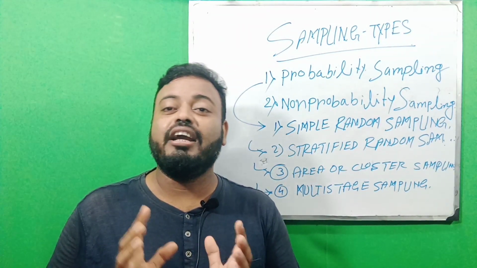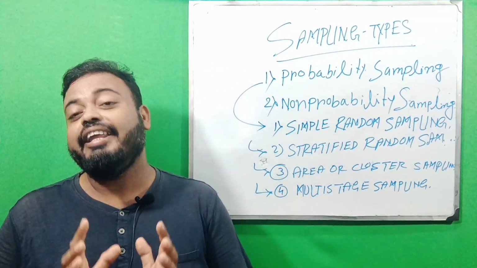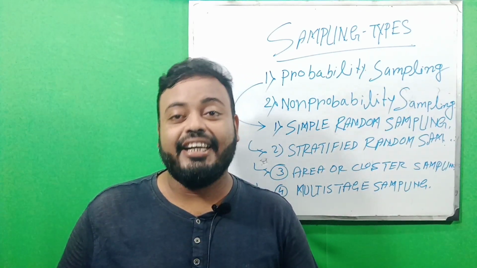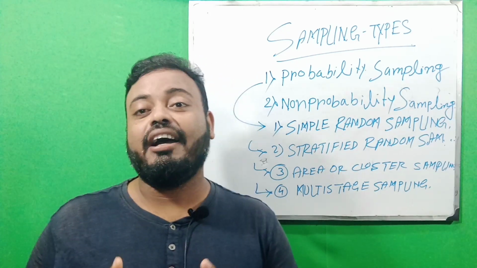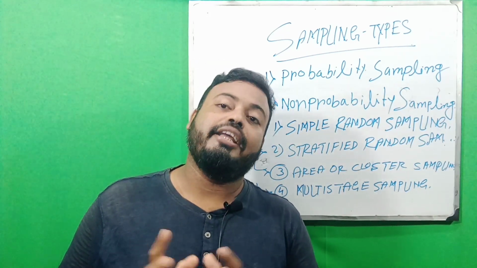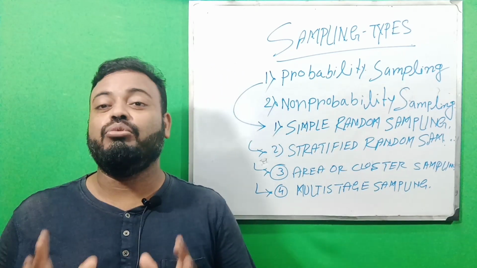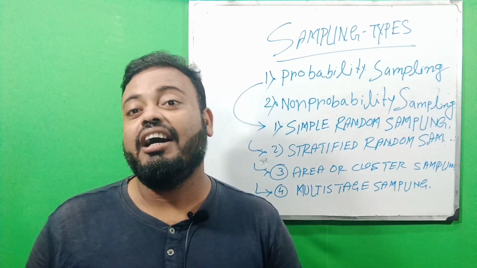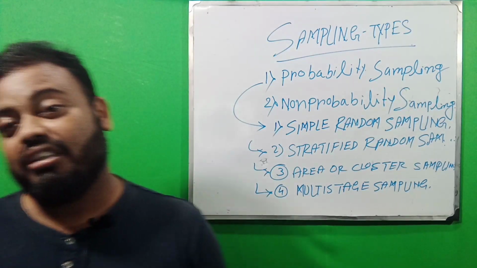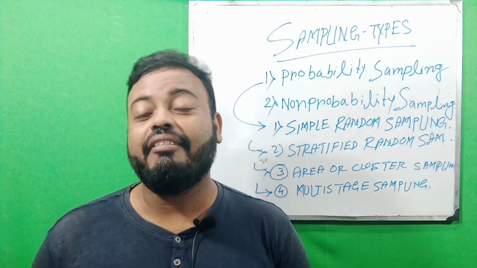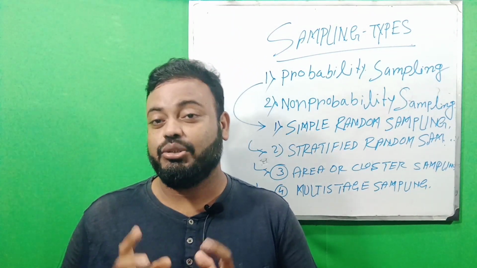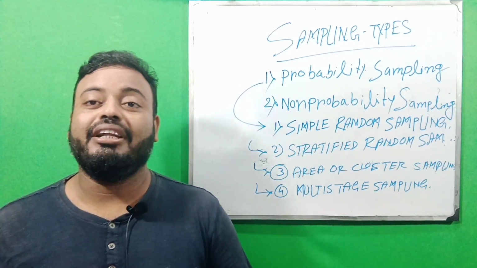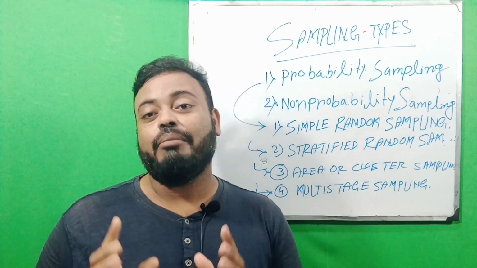Next we know about area or cluster sampling. That area means you are the researcher and you want to view a selected area, find the population, and take a sample from that selected area. This is the area basis, and this is the cluster. You collect some data from this selected area. So this is area or cluster sampling. And lastly we know about multi-stage sampling.